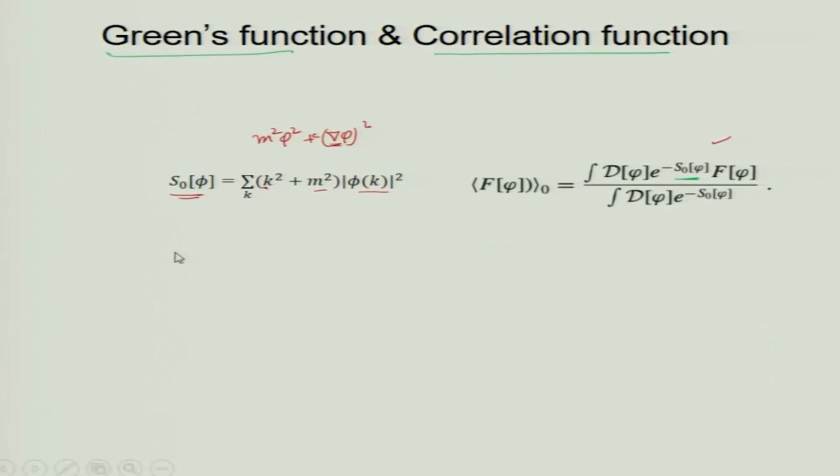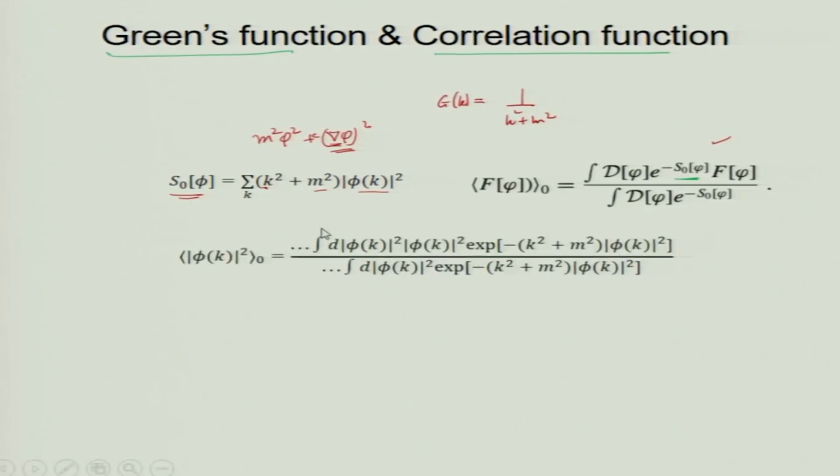Okay. Now, please remember, what is the Green's function for this kind of operator? 1 by k squared plus m squared. This is G of k. I am setting frequency to 0, d by dt is 0. Why is d by dt 0? Because we are discussing equilibrium field theory. So, there is no time involved in this. It is in equilibrium, so time is basically frozen.